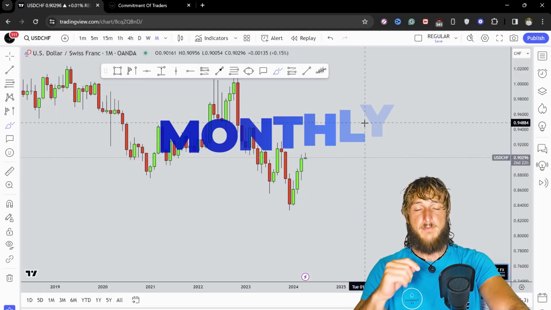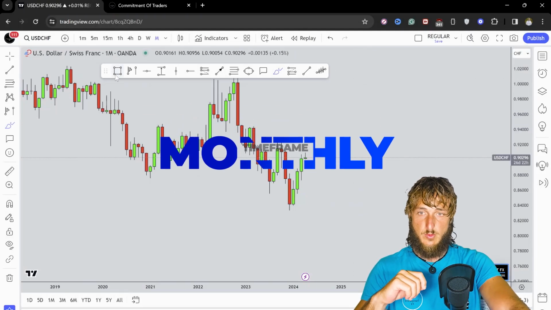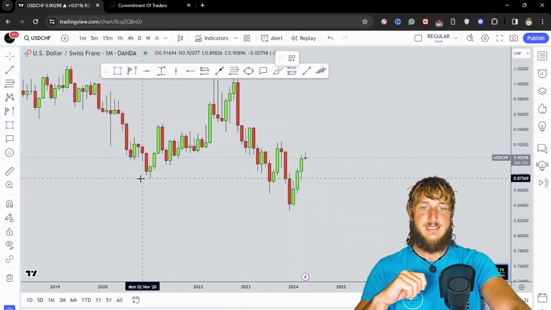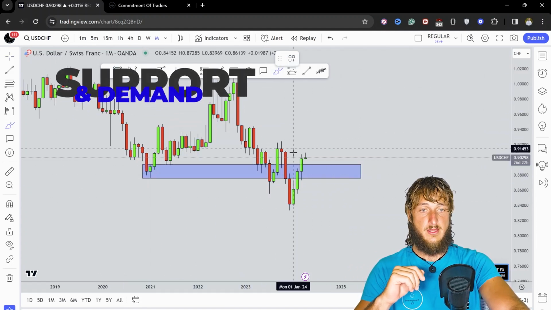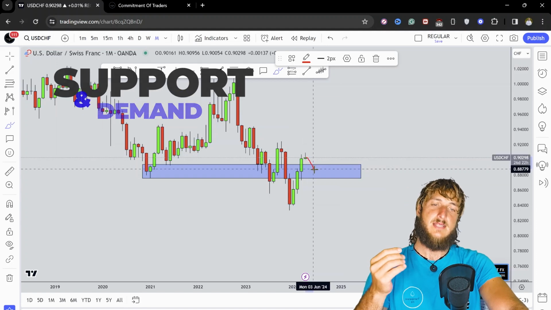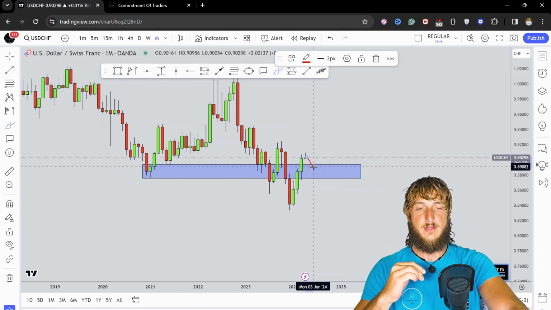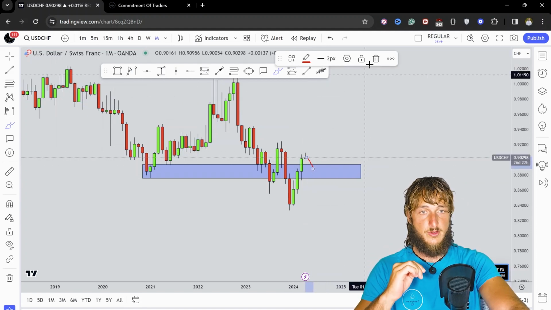Starting here from the monthly time frame, what we can see is that we have a market which at the moment is testing a quite strong monthly support and demand area, or better said, it is about to test this quite strong monthly support and demand area. It is very, very close.